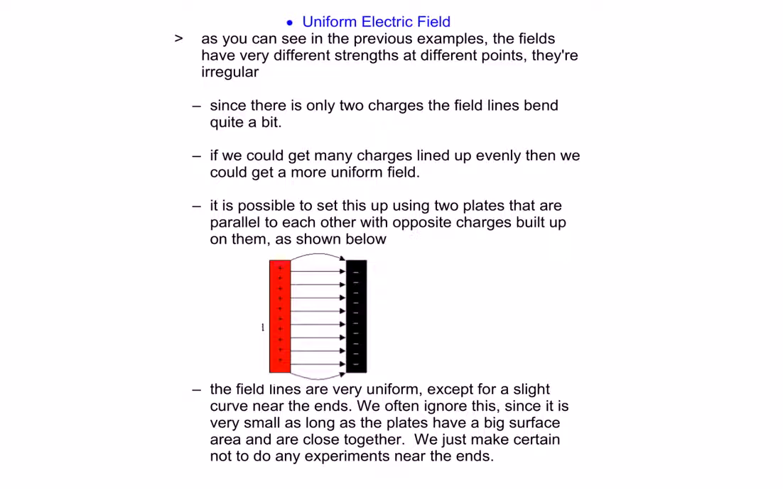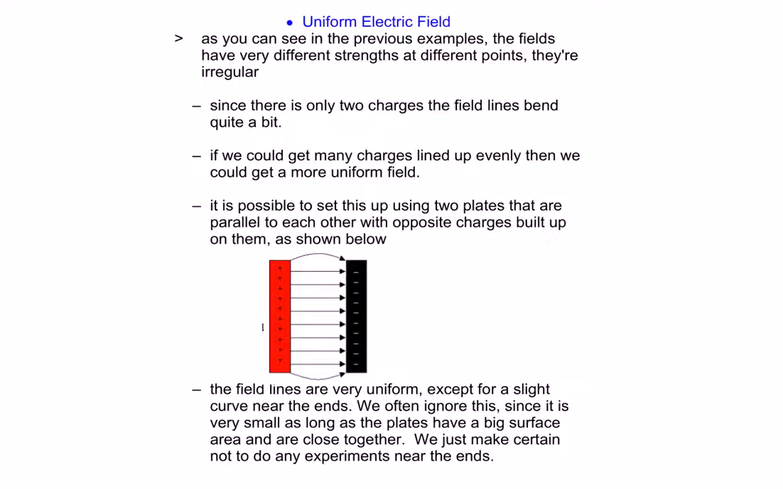So now the idea is, how can we create a regular electric field? We don't want it bending and different at different places. We want it to be pretty consistent and uniform throughout. When there are only two charges, we get quite a bit of bending going on. So what would happen if we have a whole bunch of charges?